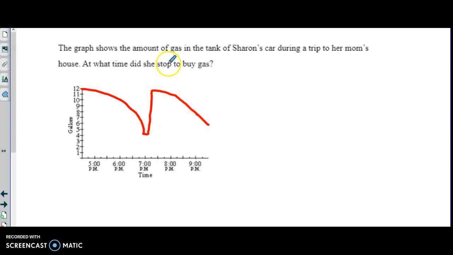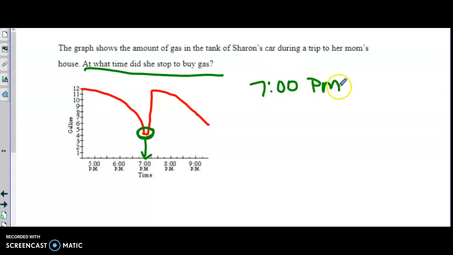So if we want to know the amount of gas in the tank, what time did she stop to buy gas? She stopped right here, which in my situation was at 7 o'clock p.m. Now remember, I did change it from your actual assignment, so make sure you look very closely on yours.